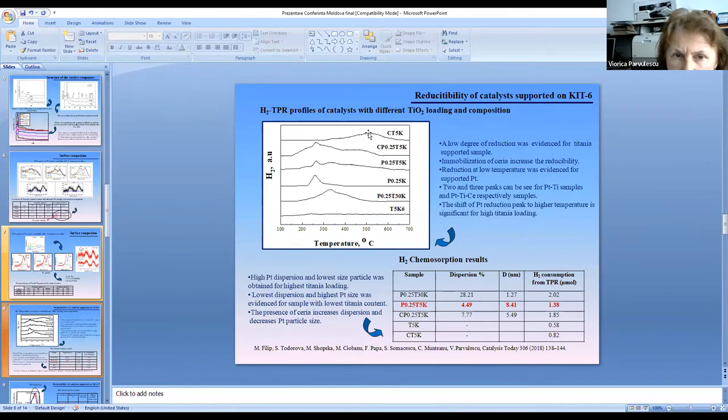Reduction of ceria and titania was observed at higher temperature, around 500 degrees. Hydrogen chemisorption results show a significant effect of titania loading on dispersion. The higher titania loading increases dispersion. Very interesting is the low dispersion obtained for a lower titania loading and the increase of platinum diameter. For these samples we observe the best catalytic activity for lower platinum concentration.